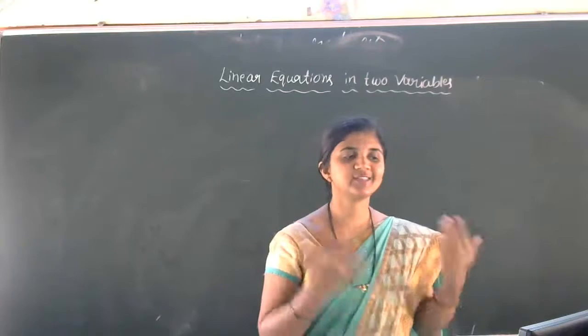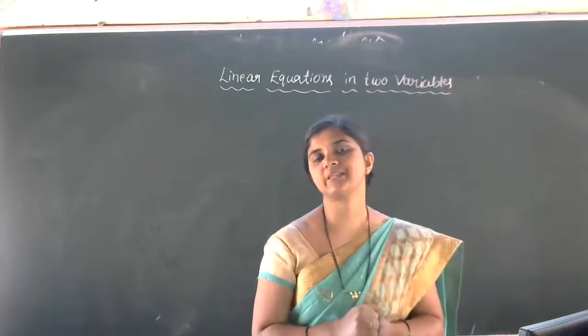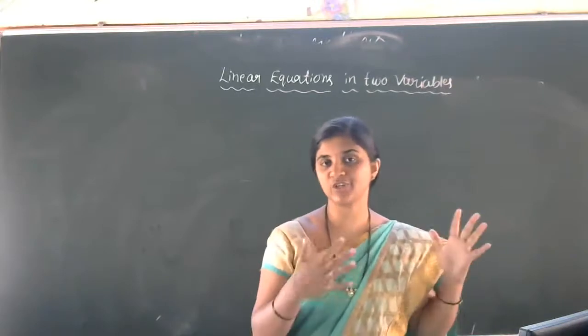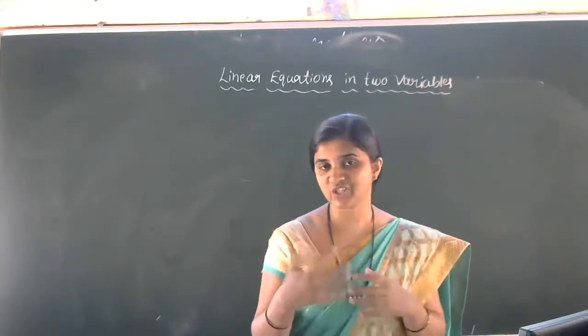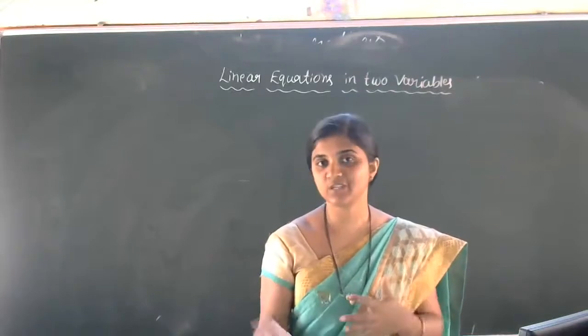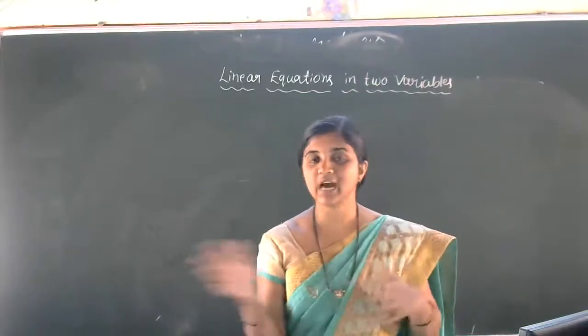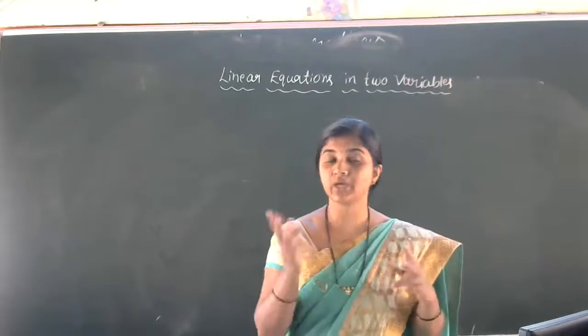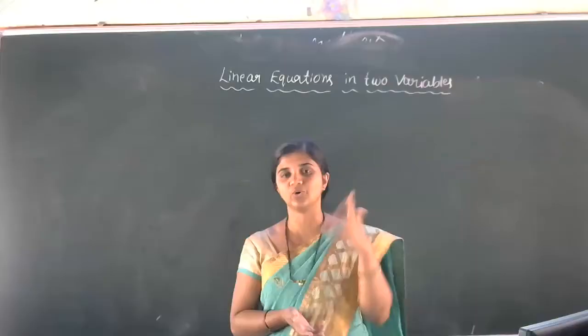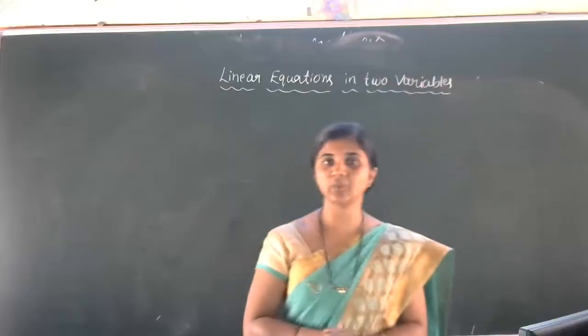So we are discussing the linear equations in two variables chapter, no? We have got the idea of the linear equation definition and the general form of the linear equation, ax plus by plus c equal to 0, where a, b, c are real numbers, and a and b are both not equal to 0. So this is the definition and general form of linear equations in two variables.